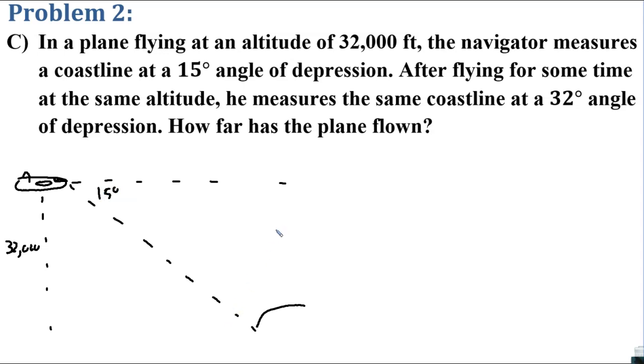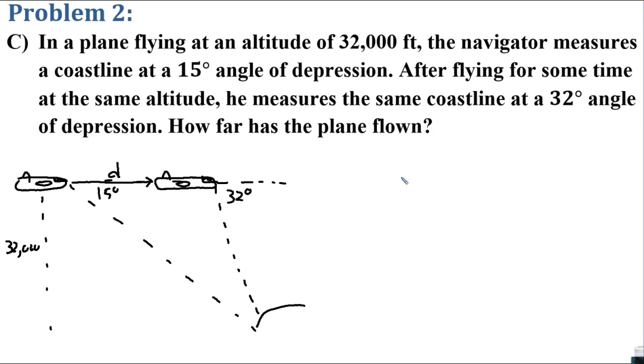Okay, now after flying for some time, at the same altitude, he measures the same coastline at 32 degrees. So in other words, we're going to fly for a while towards the coastline. We'll say this is the new position of our plane. And now when I measure that angle of depression, it's opened up to 32 degrees. And I'm going to use that information to figure out the distance between these two plane pictures. Okay, the distance the plane flew from the first time I measured the angle to the second time.